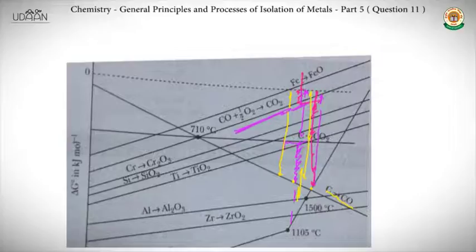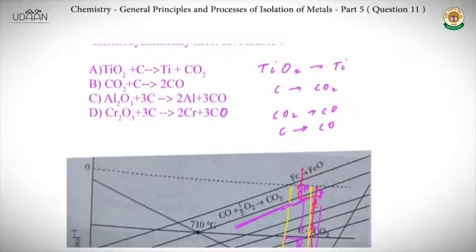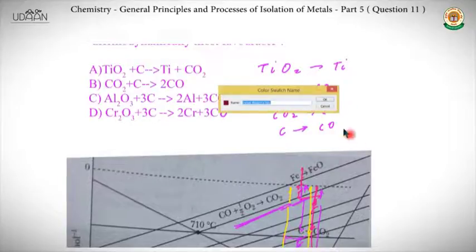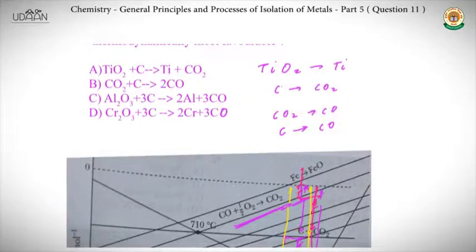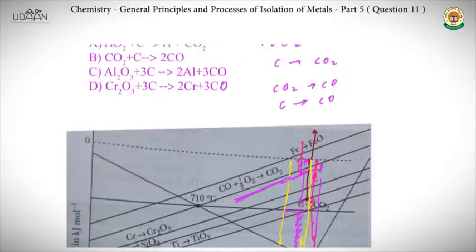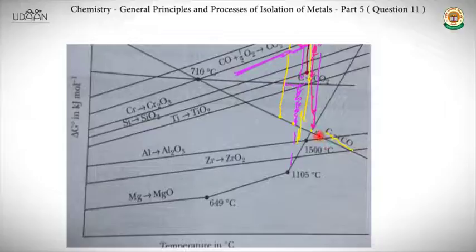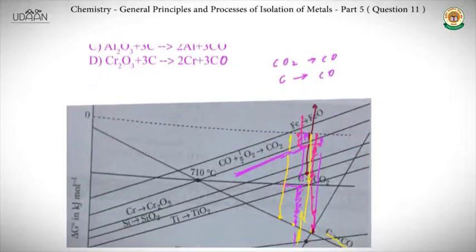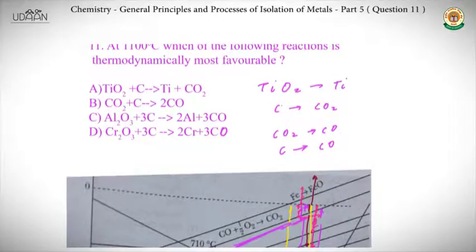Now we'll analyze option D. Cr2O3 plus thrice C gives twice Cr plus thrice CO. If we look at this Cr2O3 at 1100 degrees Celsius, it is this much negative. Correspondingly the opposite reaction, Cr2O3 to Cr, would be this much positive. The second part of the reaction is C to CO, which lies over here. So the reaction is feasible, but if you compare with the difference we obtained in part B, it is much less. In part B the difference was extremely large; here the difference is small compared to that. So the answer is B.